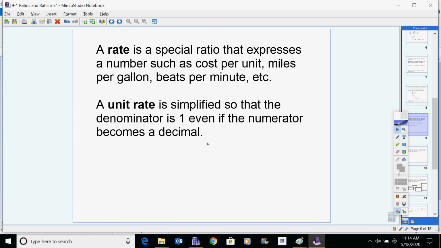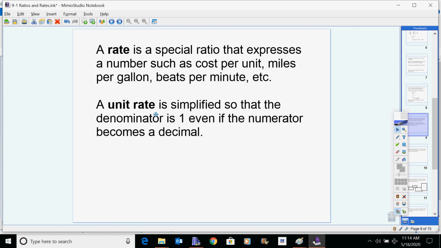You can use miles per gallon. In other words, how many miles you can drive on 1 gallon of gas. You can do miles per hour, which is how far you can go in a certain amount of time. Beats per minute, that would be for heart rate.